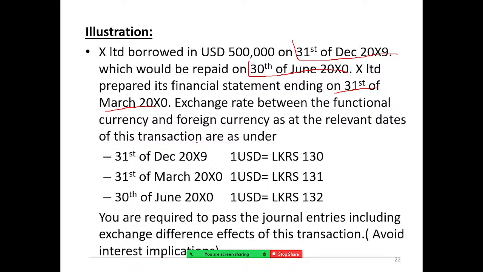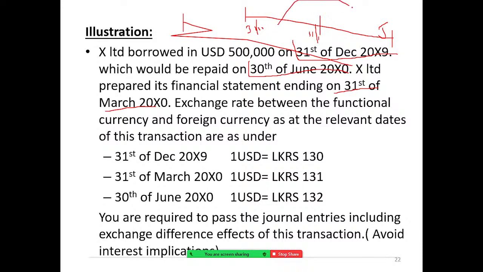The exchange rate between the functional currency and the foreign currency as at the relevant dates of this transaction is given. Here is the timeline. The transaction occurs on 31st December, the year end is 31st March, and settlement occurred in June. So it is linked with two accounting periods.